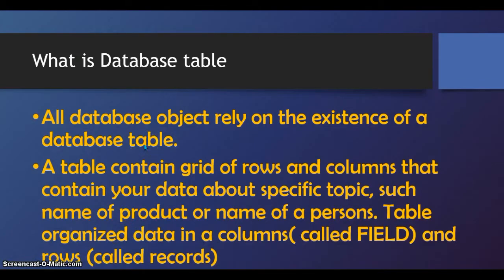Let us now identify what a database table is. All database objects rely on the existence of a database table. A table contains a grid of rows and columns that contain your data about a specific topic, such as name of product or name of a person. Tables organize data in columns called fields and rows called records. Okay, don't forget that. Columns are called fields and rows are called records.